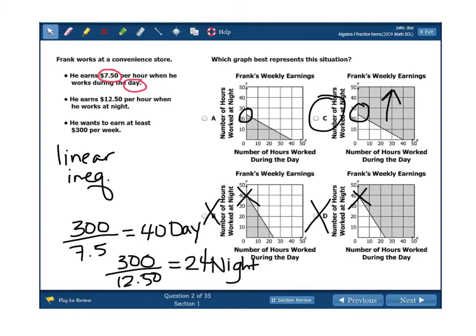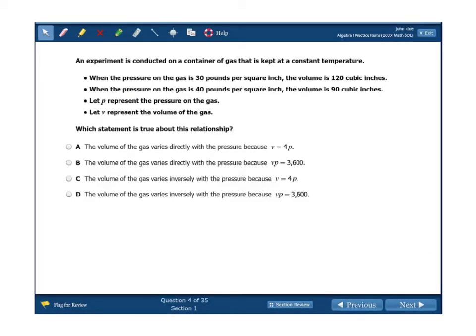Next question. All right, so this one gives me two relationships here. Or one relationship, excuse me. An experiment is conducted on a container of gas that is kept at constant temperature. When the pressure on the gas is 30 pounds per square inch, the volume is 120 cubic inches. When the pressure on the gas is 40 pounds per square inch, the volume is 90 cubic inches.